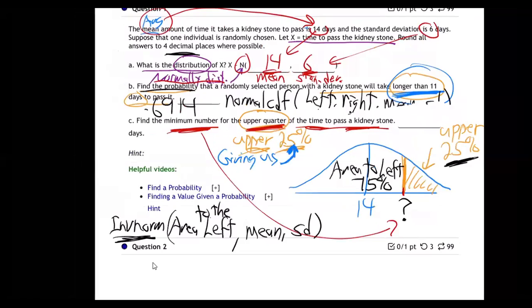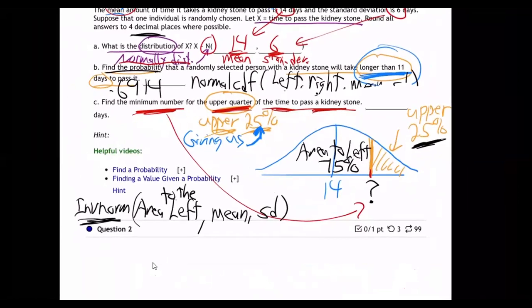We just take 100% minus 25%, and you get 75%, of course. Because there's 25% above, so there's 75% below. Now you've got to make it a decimal, so it's 0.75. And for my mean, the mean is 14 and the standard deviation is 6. So there we go. Just type that in.